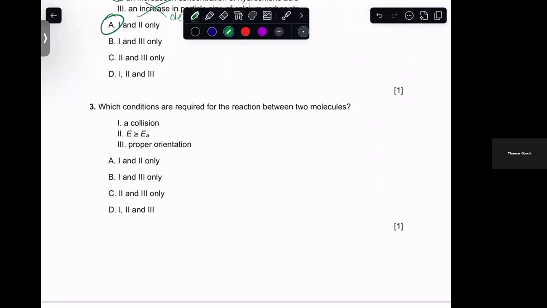Number three, which conditions are required for the reaction between two molecules? Well, they need to actually collide. Their energy has to be equal to or above the activation energy. And it does, in fact, have to have proper orientation. So for that, number three is going to be D.